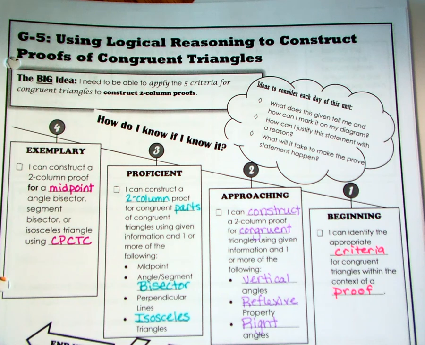The level 3 here, if you can construct a 2-column proof for congruent parts of congruent triangles using given information and one or more of the following: midpoint, angle or segment bisector, perpendicular lines, or isosceles triangles. And you are at a level 4, exemplary, if you can construct a 2-column proof for a midpoint, angle bisector, segment bisector, or isosceles triangle using CPCTC.